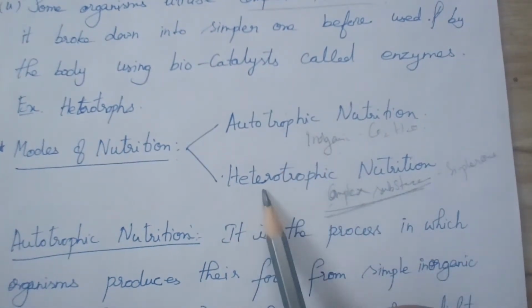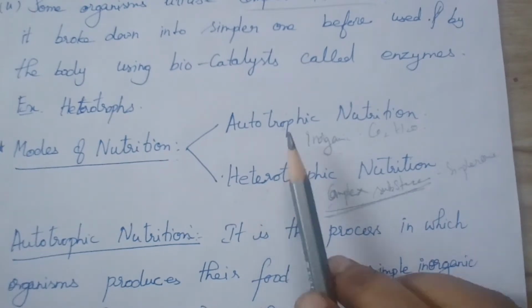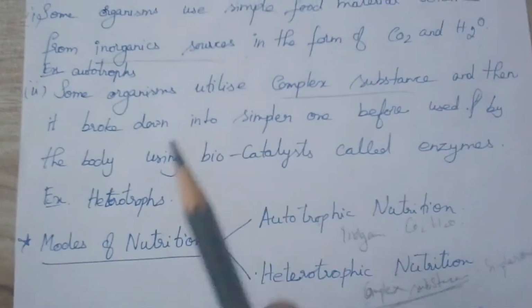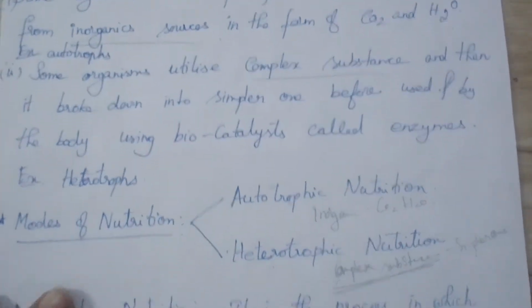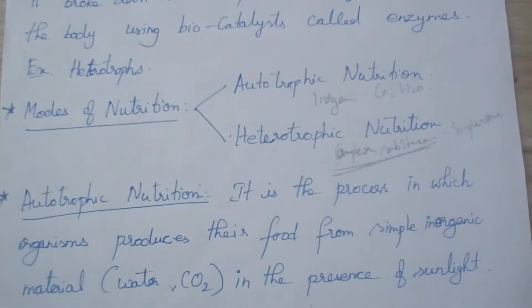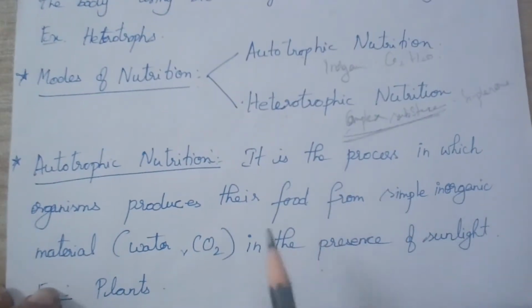Heterotrophs cannot produce their own food, but autotrophs can produce their own food by using inorganic sources like carbon dioxide and water. We'll study autotrophic nutrition in detail. So first we'll study the definition.